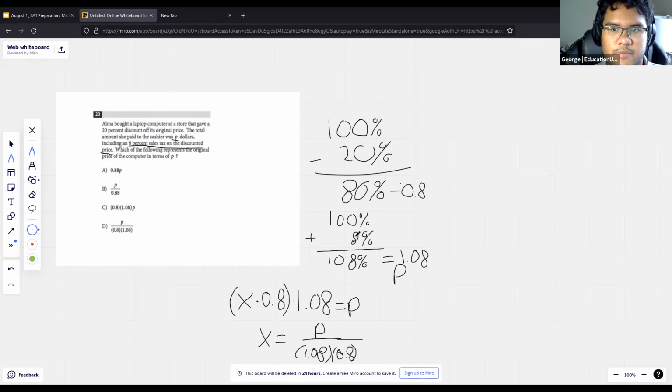Does anyone have any questions about this regarding interpreting discounts or markups like taxes? All right, glad you got it. I'm glad you got it, Carolina. Anyone else have anything?